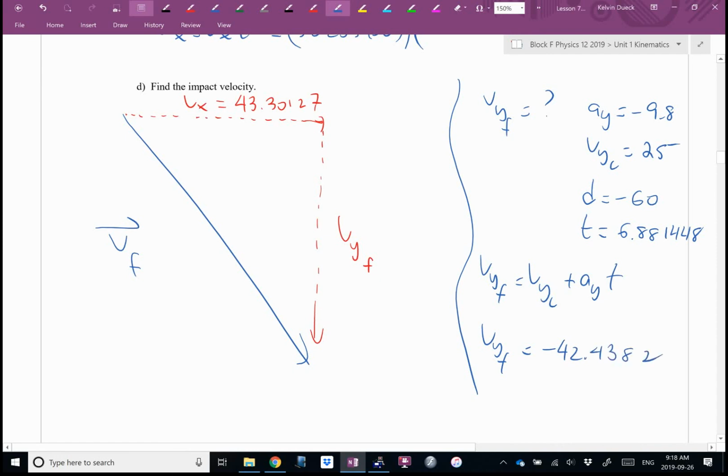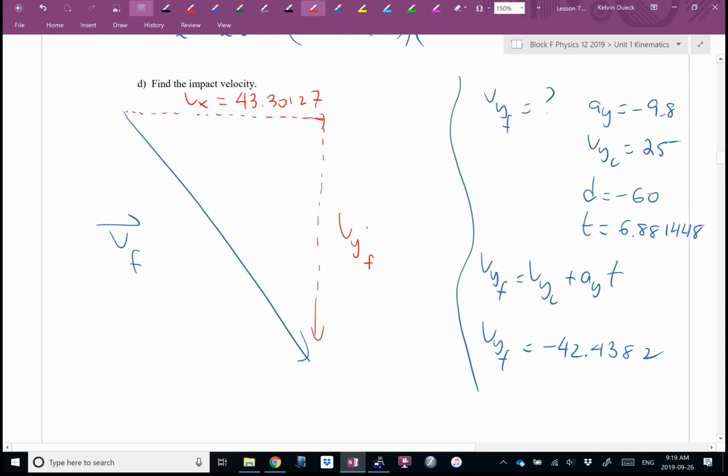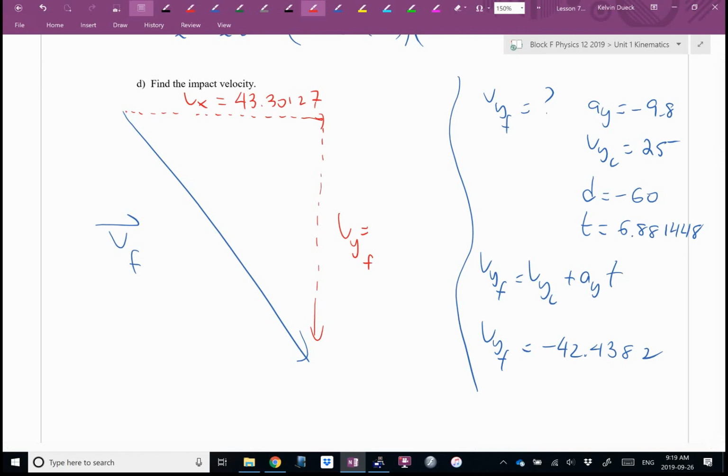So I can add that to my diagram. In my diagram, I'm not going to put the negative in front of the number. The arrow pointing down, that's the negative, taken care of already. So I'm just going to put 42.4382. Now what? Well, I guess V final is going to be the resultant. I've added these two vectors tip to tail. How will I find the magnitude of the impact velocity?